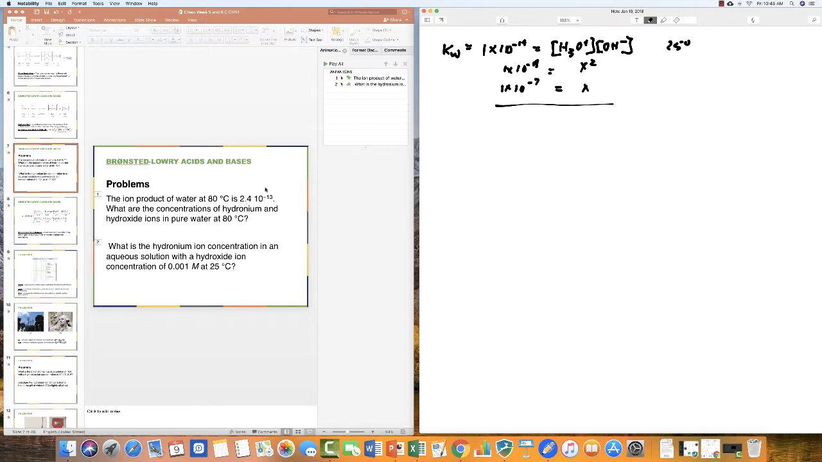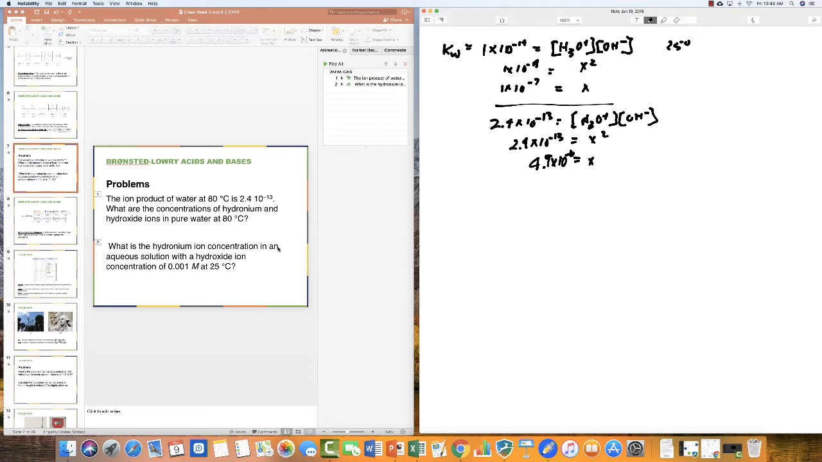And similarly, if you have this as the ion product of water, 2.4 times 10 to the minus 13, again, that's going to equal the hydronium ion concentration times the hydroxide ion concentration. So again, x squared is going to equal 2.4 times 10 to the minus 13. So x is going to equal 4.9 times 10 to the minus 6.